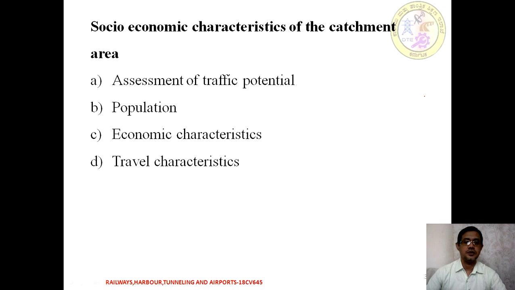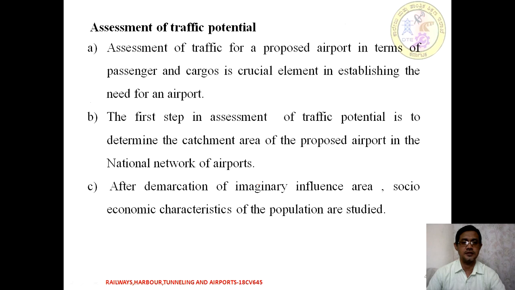This is going to comprise four phases. One is with respect to assessment of traffic potential. As I said, in master planning, first we need to assess the traffic potential of that area. Next is going to be the population, next is the economic characteristics, and travel characteristics. So these four are said to be the socio-economic characteristics for the catchment area or study area concerned.